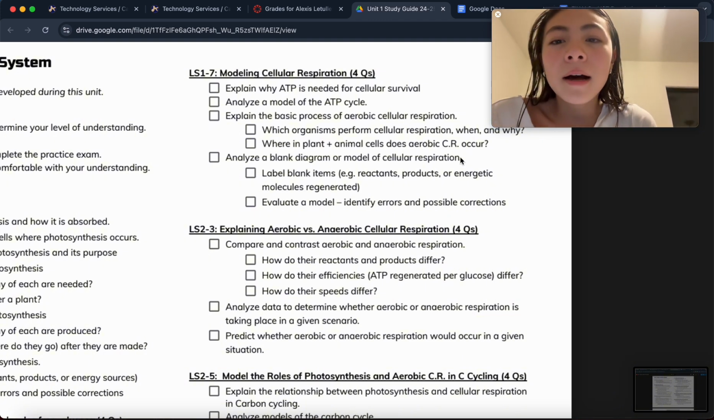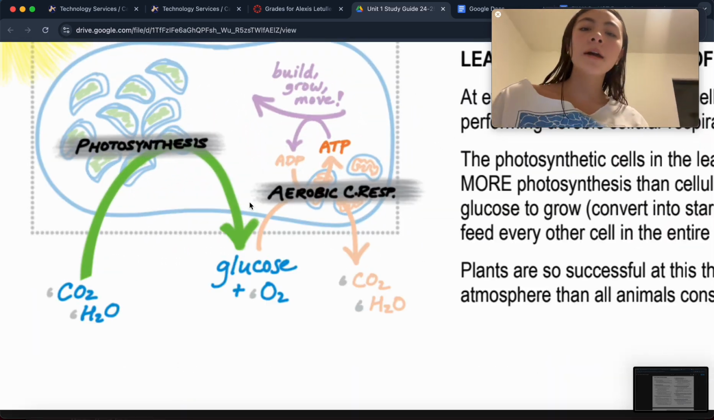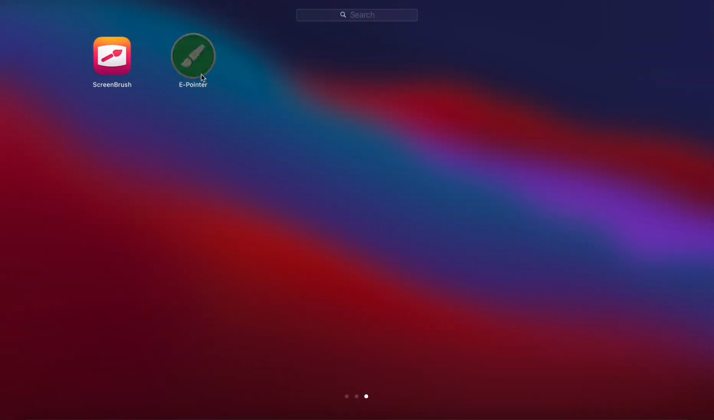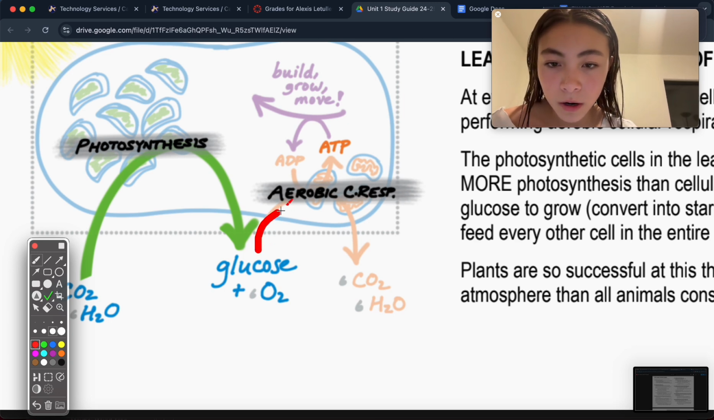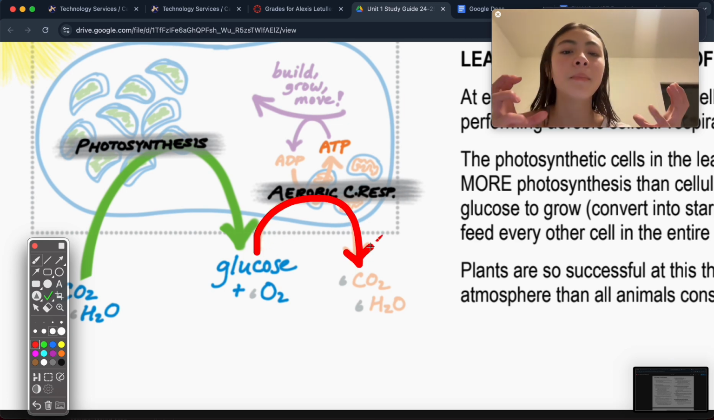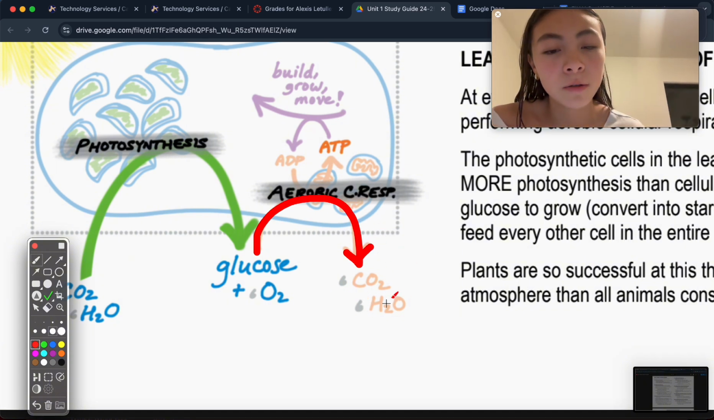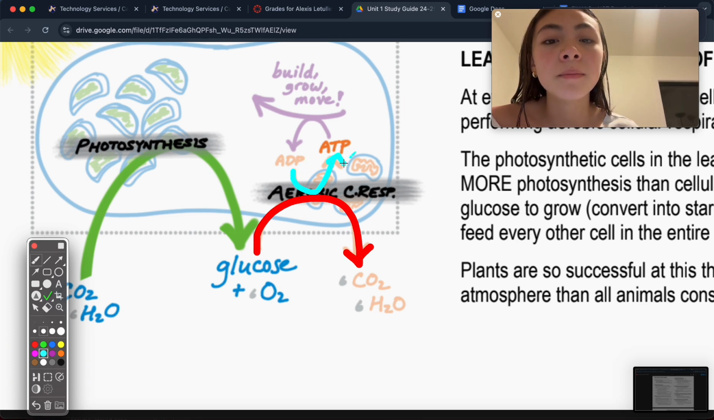ATP. Yeah. Analyze a model of the ATP cycle. So kind of like what I was saying before. There's actually a good one. I don't think it's on this thing, but it's right here. This is a good one. It uses the glucose, and this is so cool. It uses that for aerobic respiration, and it's breaking the glucose back down into 6 carbon dioxide and 6 waters, and in that process, it's simultaneously converting ADP into ATP.